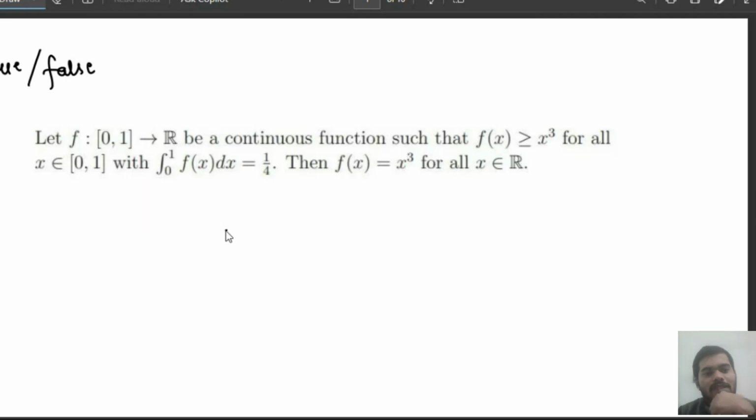So the first problem: f is a continuous function such that f(x) is greater than or equal to x cubed for all x in the interval 0 to 1. Also, it is given that the integral from 0 to 1 of f(x) dx equals 1/4. Then f(x) equals x cubed. Is it true or false? Let me begin.